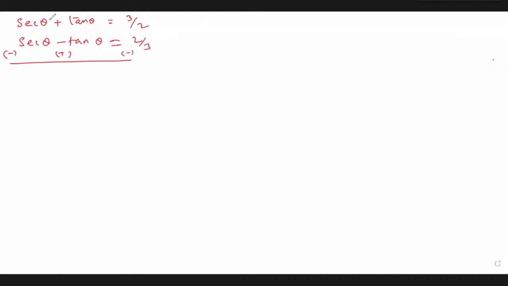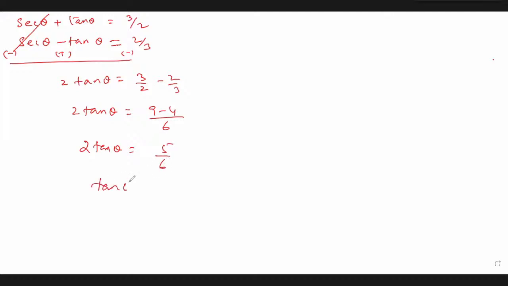So if I cancel these two, I get 2 tan theta value. 2 tan theta is equal to 3 by 2 minus 2 by 3, you should take. We added this at that time. So 2 tan theta, you just amend that one: 9 minus 4 by 6, okay? So 2 tan theta is equal to 5 by 6. Now tan theta becomes 5 by 12. You just observe this problem and rectify this one.